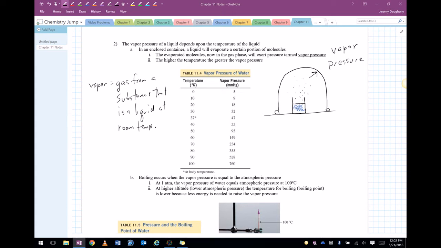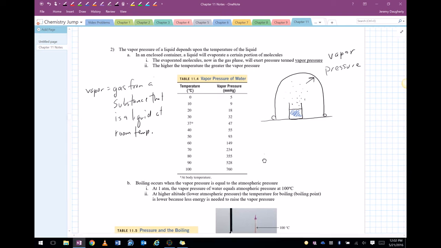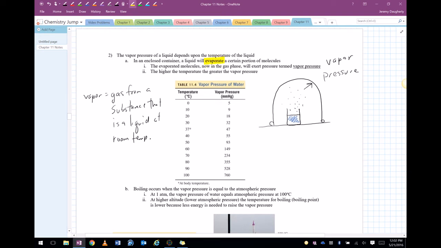As I said, the molecules will evaporate, and at some point they're going to exert pressure by colliding against the side of the container. Now we also know that if we increase the temperature of this water, more particles are going to be able to evaporate. Since more particles can evaporate, that's going to increase the vapor pressure. So the higher the temperature, the greater the vapor pressure.